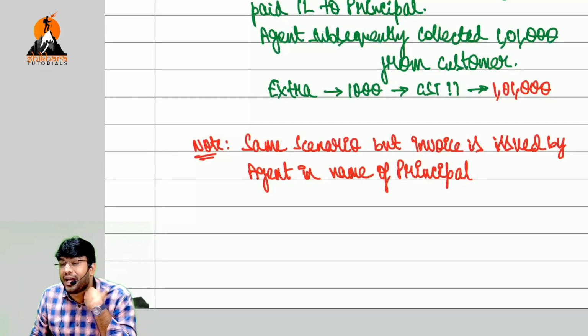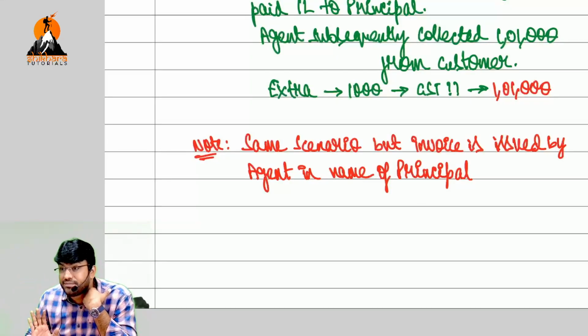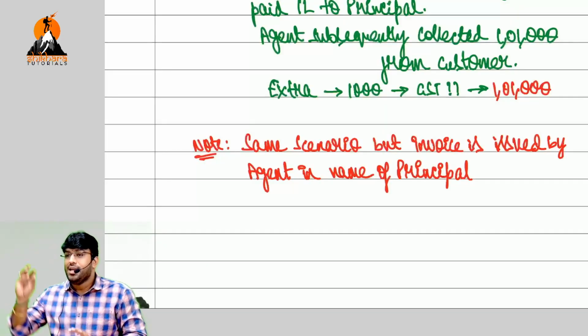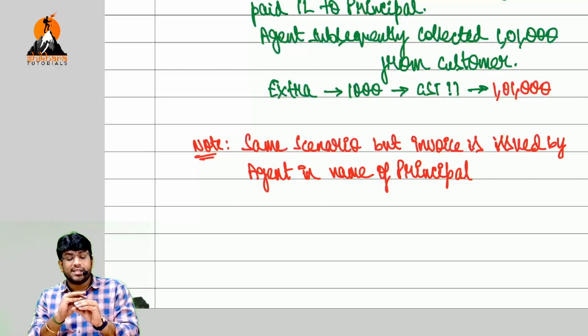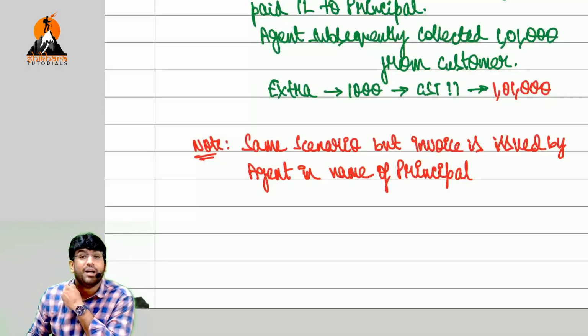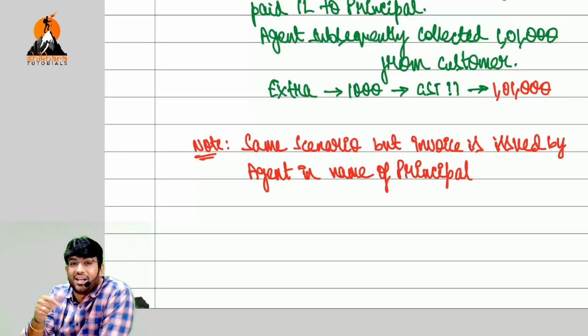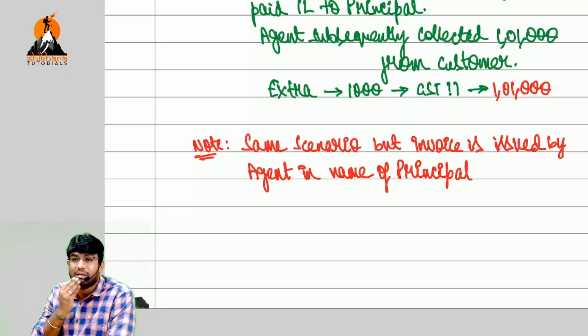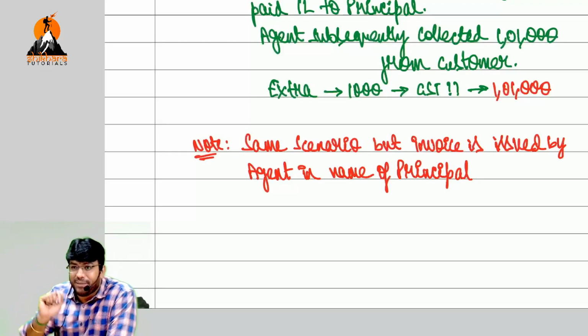I repeat one more time. Agent is giving invoice to the customer in the name of agent only. So repeat very clearly one more time. Principal has done a stock transfer to agent. Agent is giving invoice to customer in the name of agent. Now tell me, when agent is giving invoice to customer in the name of agent, P2A, what will happen? P2A will definitely become taxable.